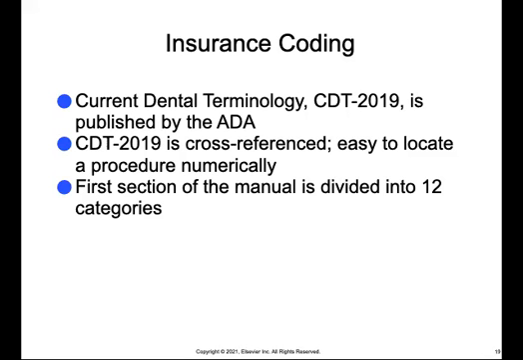The first section of the manual contains the code on the dental procedures and nomenclature, which is the code. This section of the manual divides procedure codes into 12 categories. And these categories can be found on page 230, which is on table 15-1. And it just kind of goes through all the different categories that are included in the CDT codes.